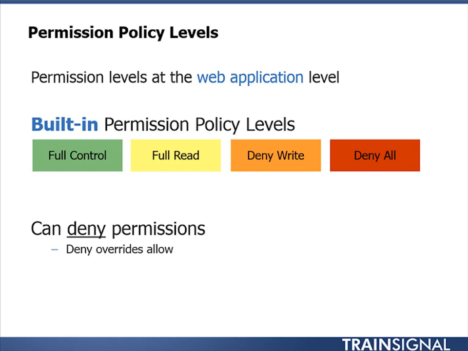So for example, one of the things that you're going to need to do is apply read permissions to the account that's going to be used for crawling for search purposes. And so the easiest way to manage that is to take that account and give it full read at the web application level. But I might decide that just to be on the safe side, I don't want that to be able to write, so I might choose full read and deny write to make sure that it's not able to make any changes.